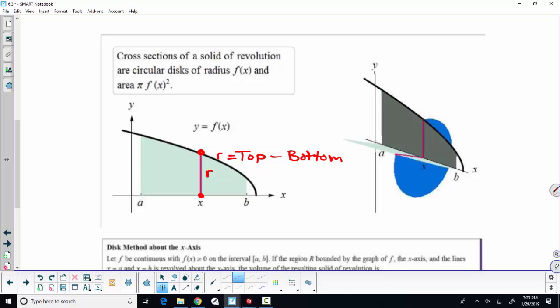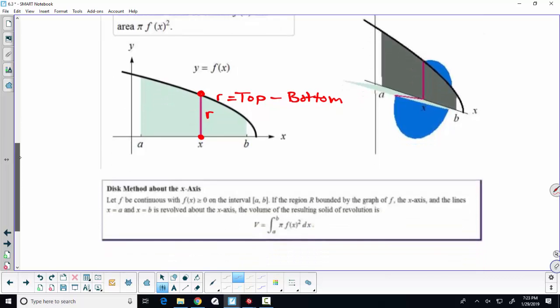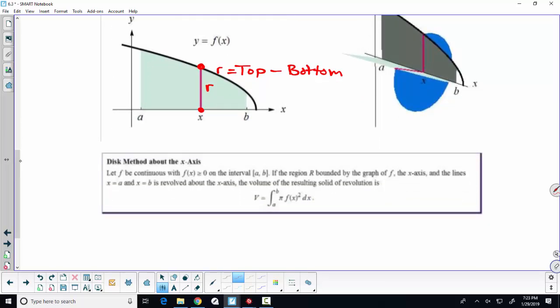Is our radius, but we're butted up against one of the axes, so really the bottom function here is always 0. The radius is the top minus 0. The top is varying depending upon the function value. So the radius is just the distance from f of x to 0, f of x minus 0. So that's what we see here in this formula.